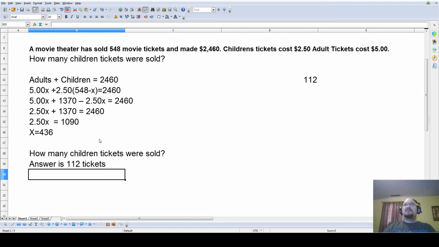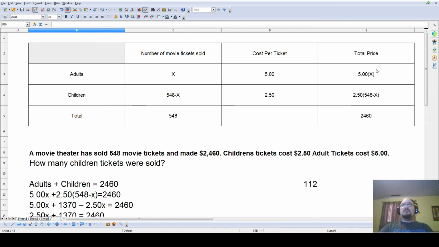And there we go. So as you can see, using a table is a really nice way of solving these problems. It just keeps you really organized. You know exactly what you're getting. You can easily add these guys together to get this. I mean, everything works out so nicely. And it works very well for many different mixture problems.